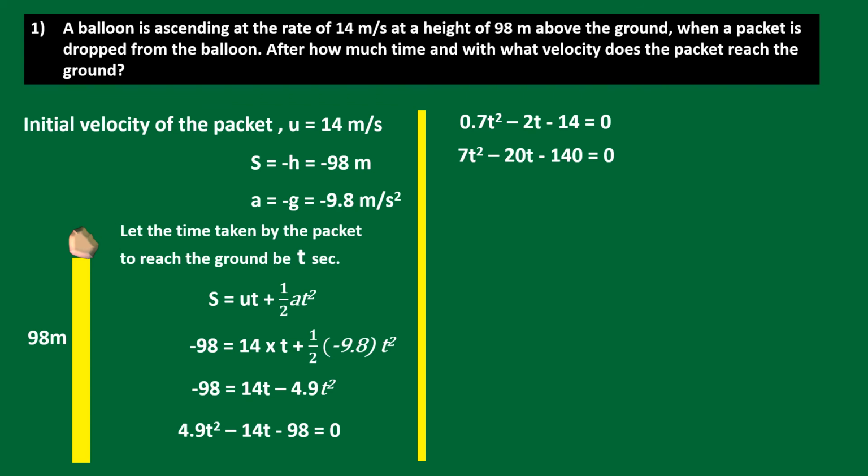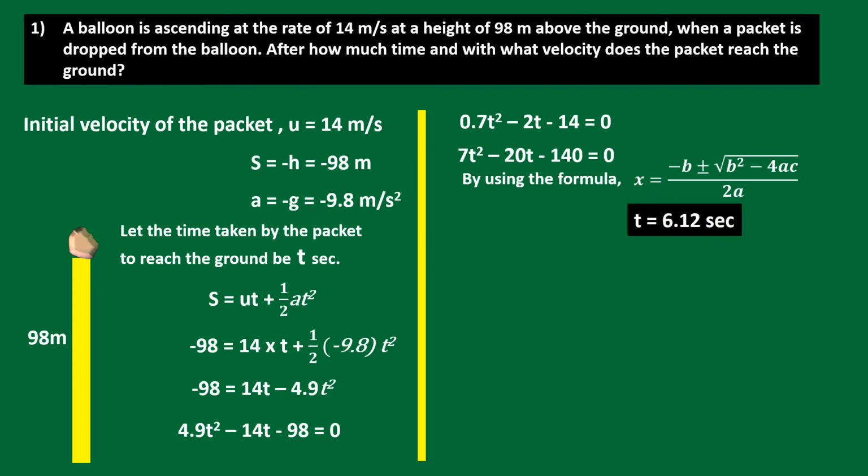In order to find the value of t, we should factorize this equation. So, by using the formula x is equal to minus b plus or minus square root of b square minus 4ac by 2a, we can factorize the above equation. So if we factorize, we will get t as 6.12 seconds. Now we have to find the velocity of the packet when it reaches the ground. By using the formula v is equal to u plus at, we can find the final velocity of the packet.